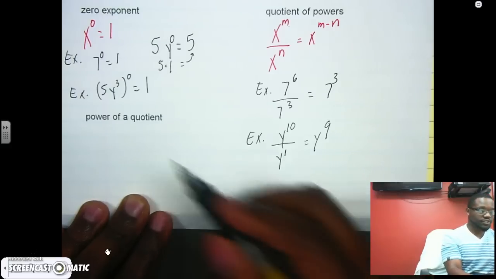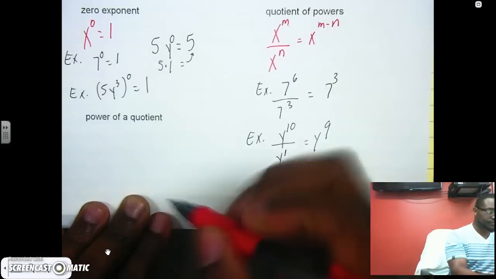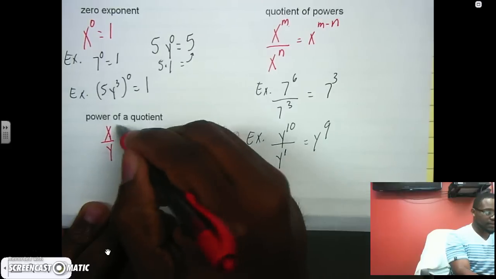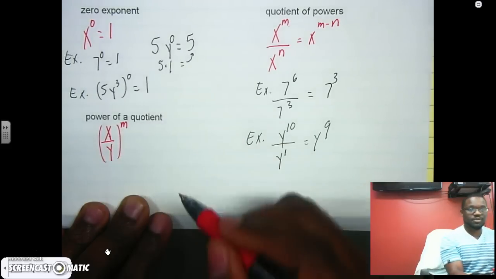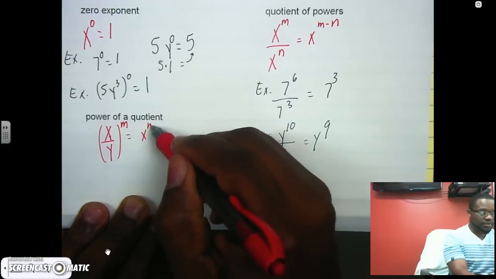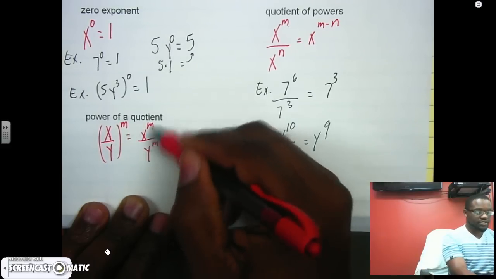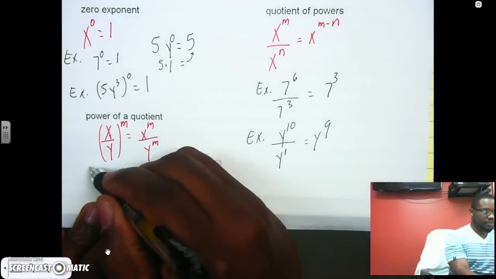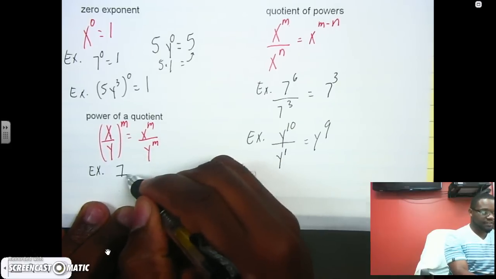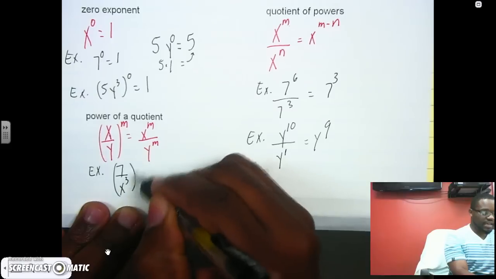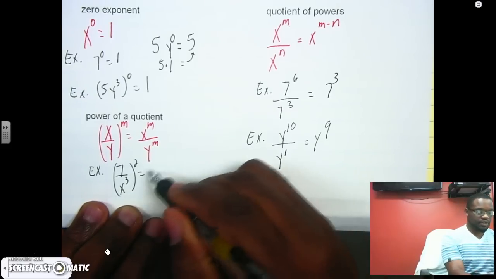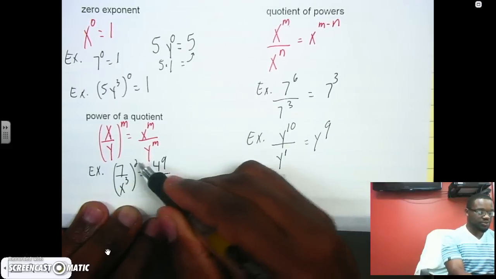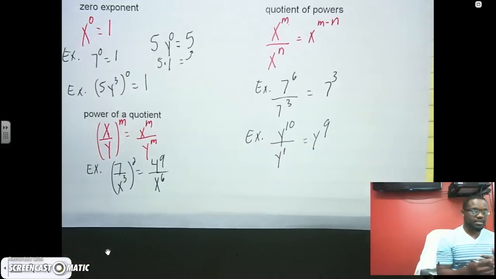Now, power of a quotient simply states that if you have x over y, and that's raised to an exponent, both your numerator and your denominator get raised to that outside exponent. So an example of this would be 7 over x to the 3rd, and I square that. That would equal 49, for 7 squared, over x to the 6th, because of a power to a power. Again, you would interchange and mix and match some of these.